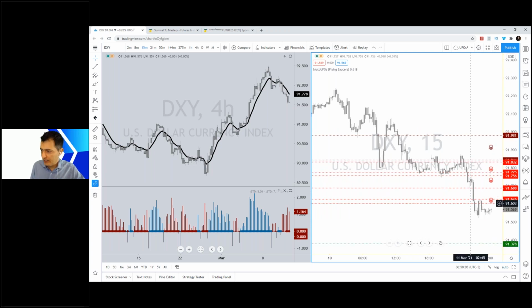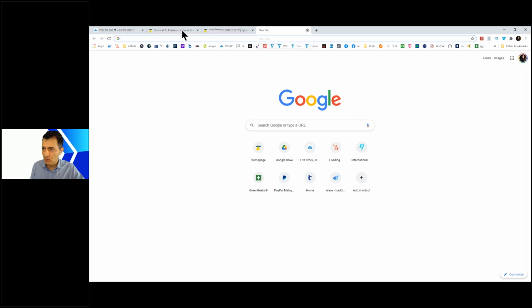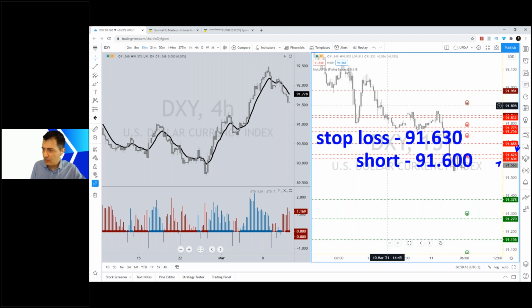Let me shrink this a little bit and move it up, okay? So notice that my green UFOs are below. If I was to do a little bit of typing, my short entry would be located at 91.60. That would be the short entry, which is the bottom part of the UFO. My stop would be located above the UFO, so stop loss would be 91.630, right? And then my target would be located using the rival UFO, which is the green one, which would be 91.380. So that would be the way you plan the trade.